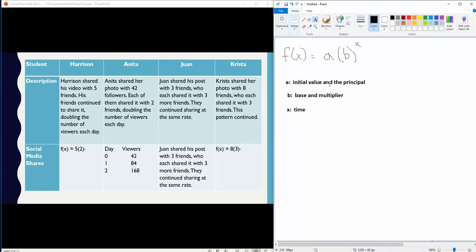Well, remember, if a is your initial value or where you started, that's the 5 people. And since it doubles, that's a multiplier. We're doubling something. That's multiplying by 2. That's our multiplier. That's going to be our value of the base, which is why we see it as 5 times 2, although this isn't exactly up enough. It should be x up here. That's the exponential function that represents Harrison.